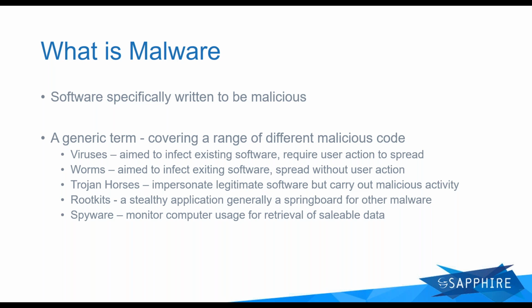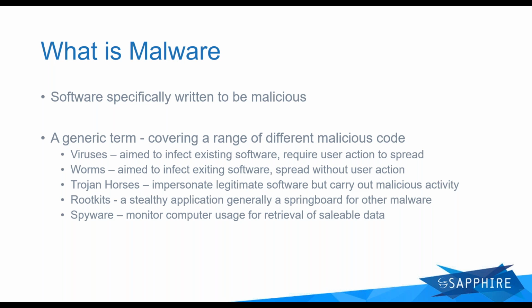The main guises of malware are viruses. A virus is generally aimed to infect existing software which is already on a device. And a virus traditionally requires a user action to spread. Whether that user action is, for example, opening an attachment in an email, or doing something within an application, it's something that the user has to do to allow that piece of code to spread to other machines, which is slightly different to a worm.